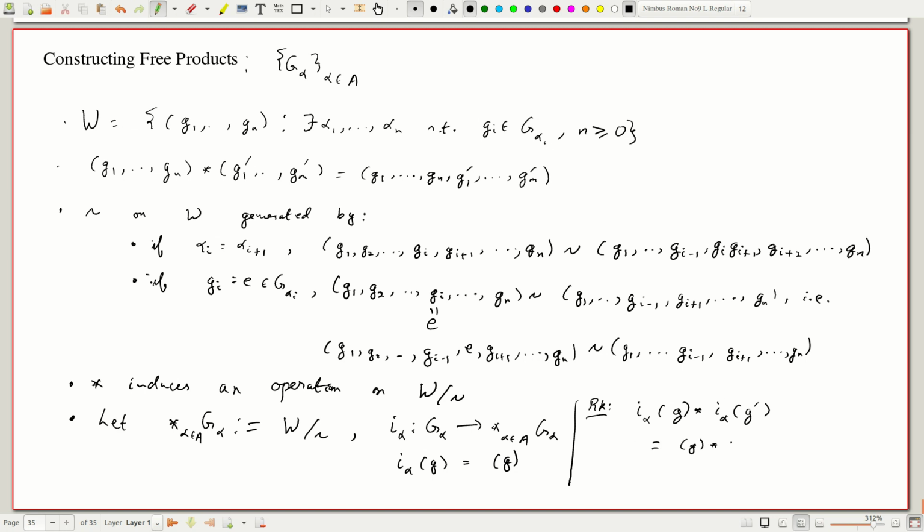This is g star g prime. More precisely, the class of this, the class of the pair g, g prime, but remember that is equivalent to a single element g g prime, because I can merge things if they lie in the same index, and g and g prime both lie with the same index alpha. This is I alpha of g star g prime, where here you have multiplication in the group G alpha.